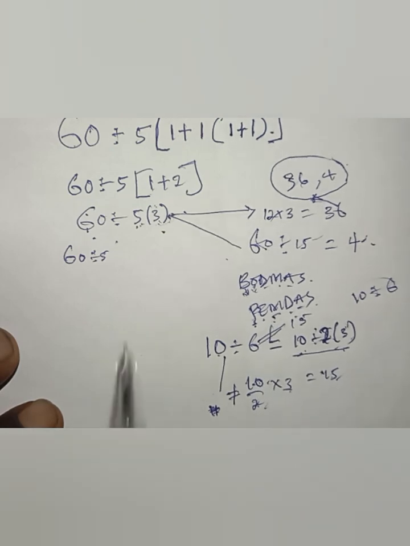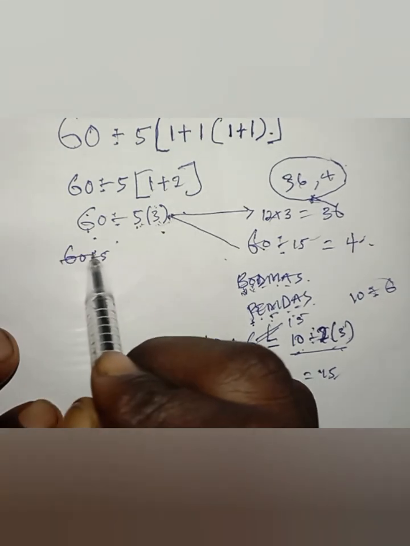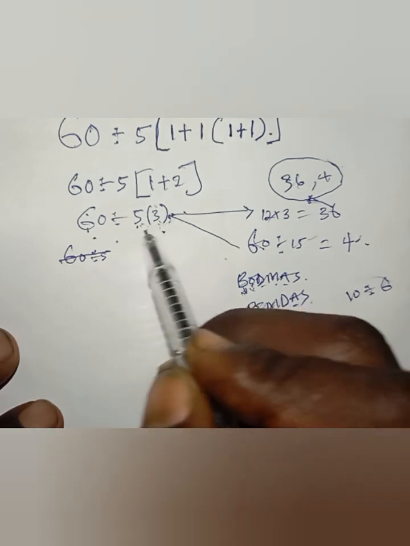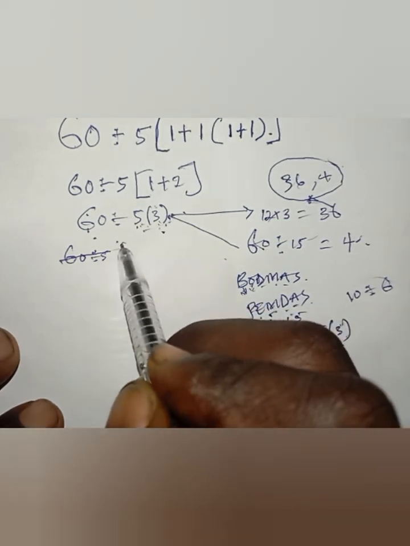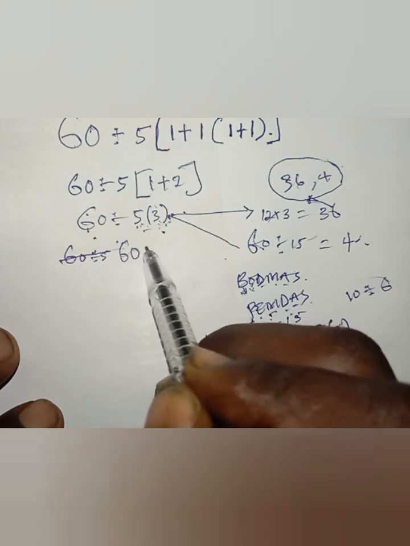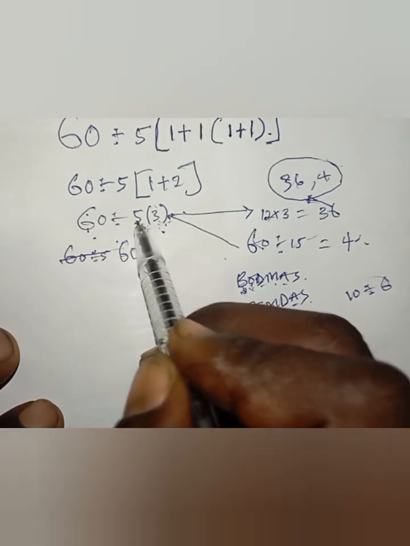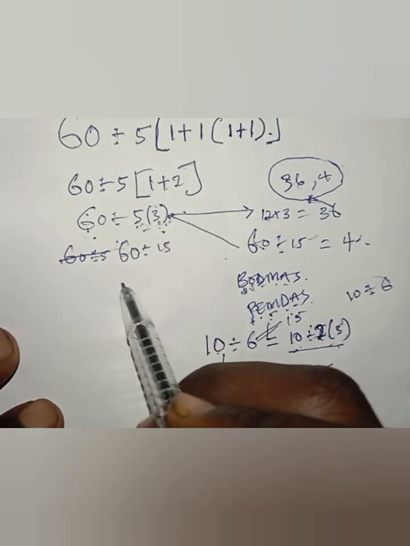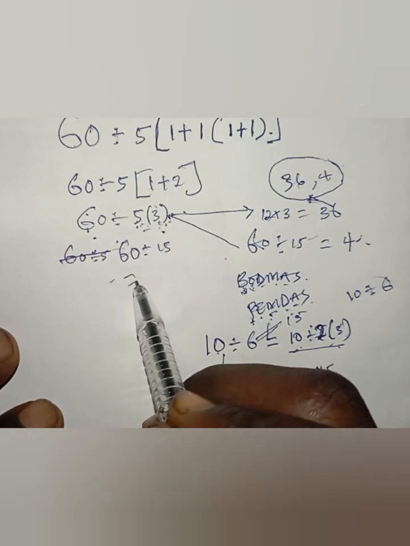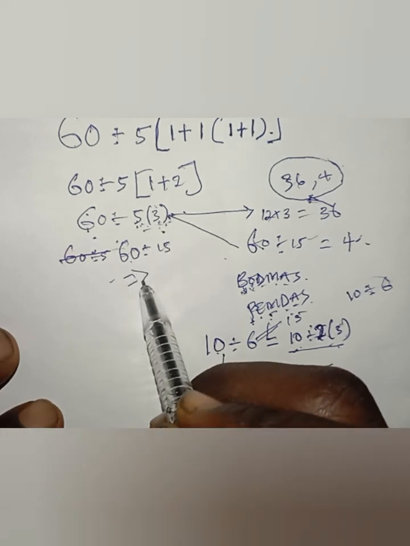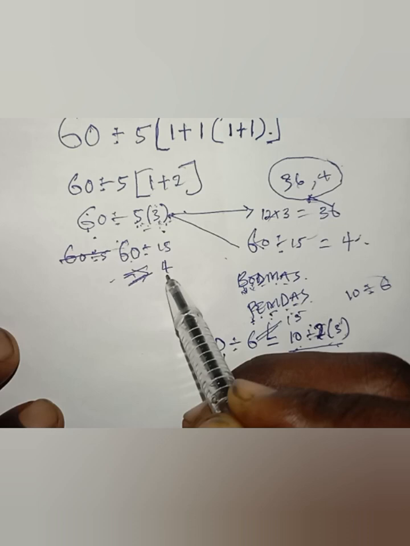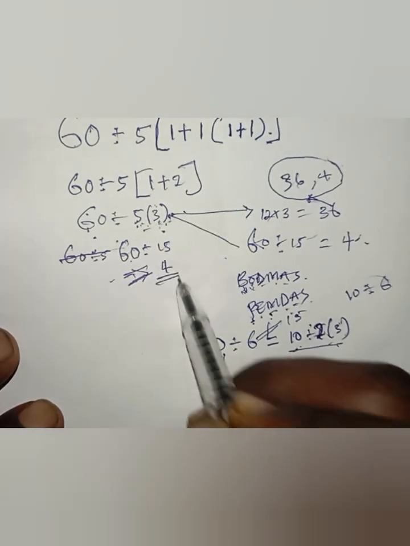So the most logical thing to do here is to continue by clearing this bracket right here, and if you do that, what you are going to be having is 15, because 5 times 3 is 15. And if you do that, 60 divided by 15 will give you 4. And of course, 4 is supposed to be the answer.